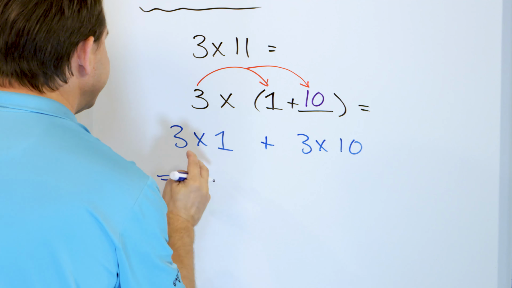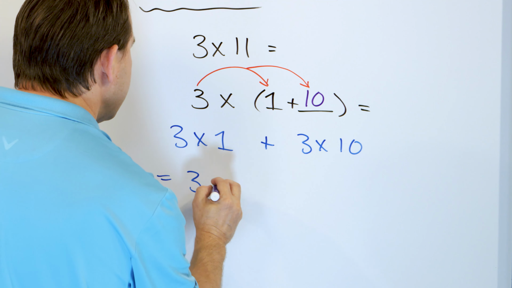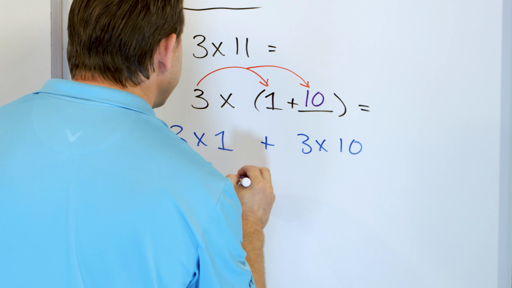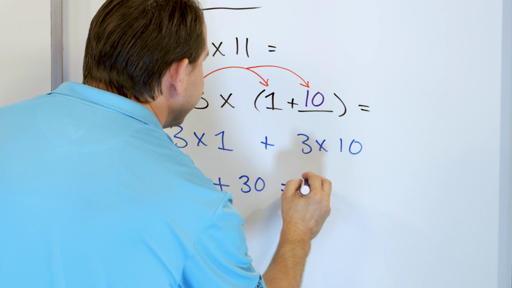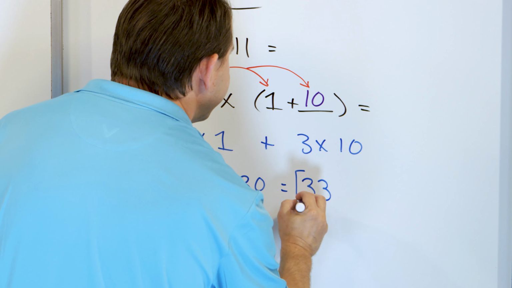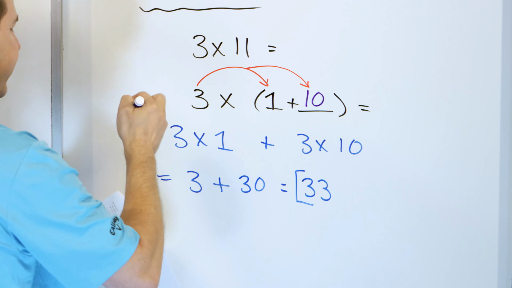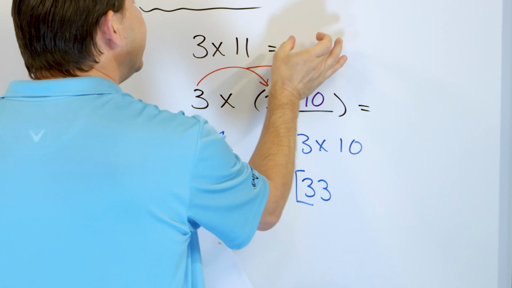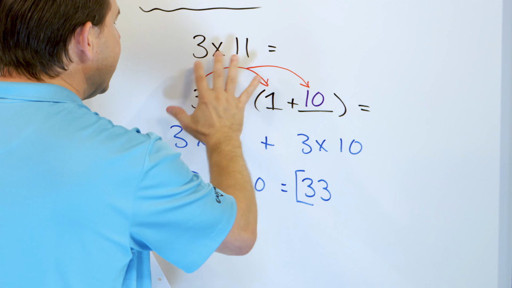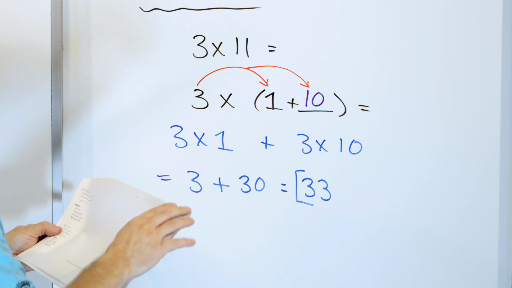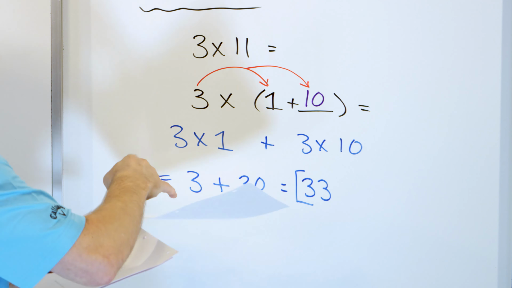Right? And then I'm going to say 3 times 1 is 3. Plus 3 times 10 is 30. And then I know that you all know that 3 plus 30 is 33. So this is the final answer, and you know that 3 times 11 is 33. So by starting with this, getting 33 as the answer in our mind, breaking this up, distributing it in, we get exactly the same answer, so we know that we have the correct answer.